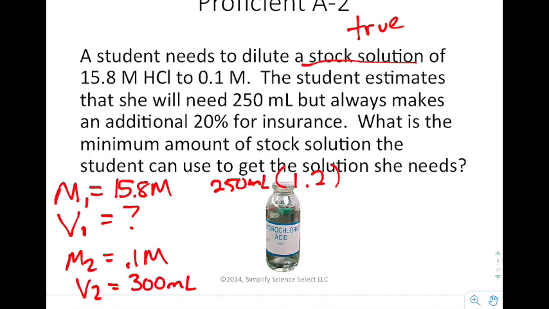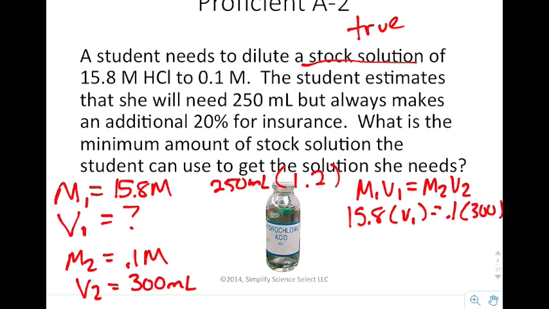So now I can plug it into the equation that I know, M1V1 equals M2V2. 15.8 V1 is equal to 0.1 times 300. So you would have 30 is equal to 15.8 V1. Whenever you divide this out, you end up with a volume of about 18.99 mils.